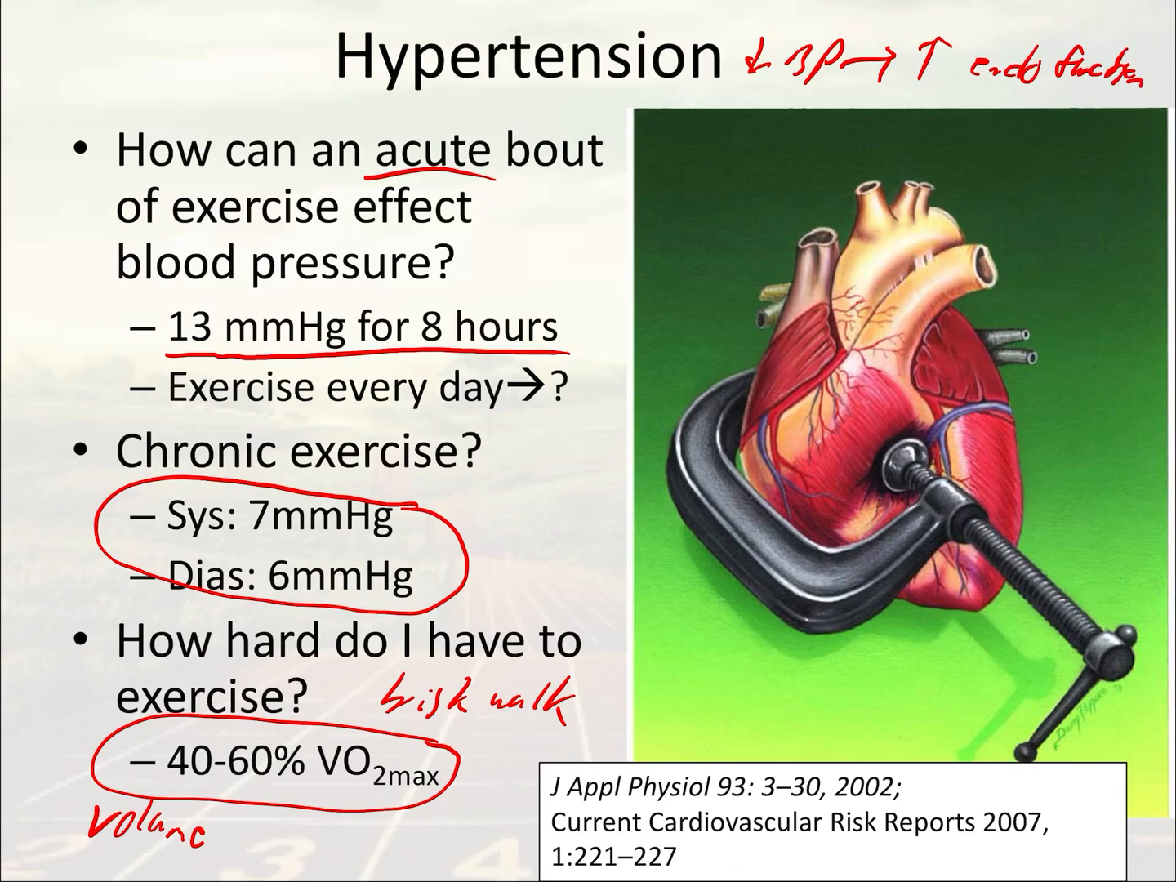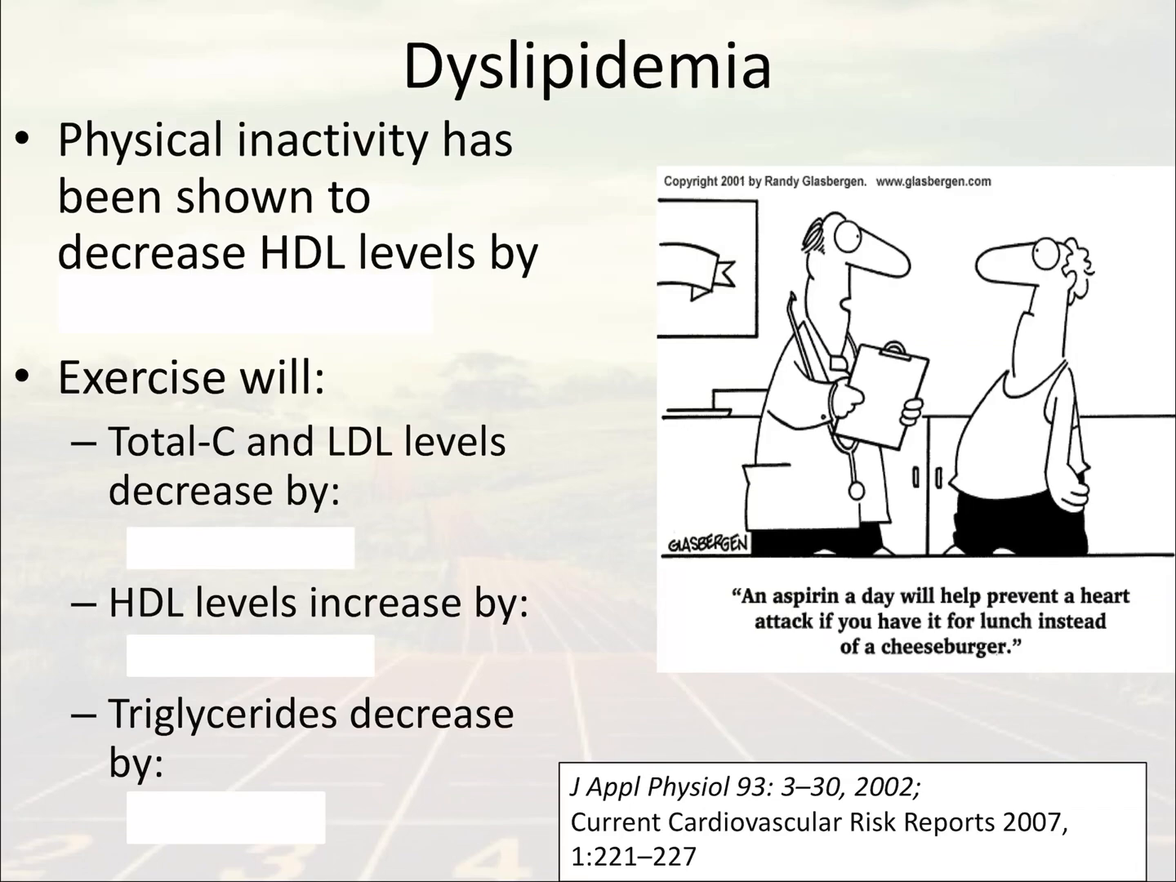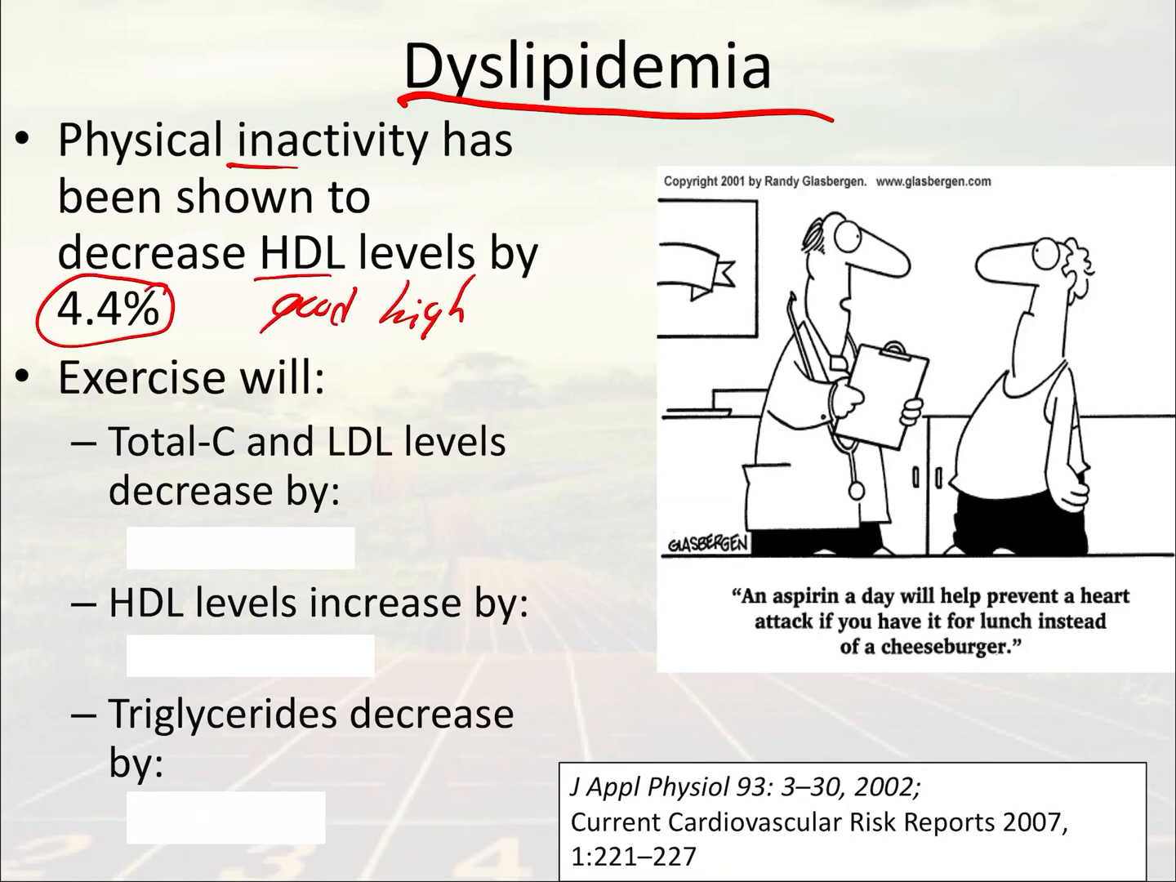And that's going to start us at the very beginning, so that should definitely be part of your concept map. What about dyslipidemia? This is blood cholesterol levels, right? So physical inactivity has shown to decrease HDL levels by about 4%. HDL is the good one, the one we want to be high, right? Exercise will change your total cholesterol and your LDL levels, both bad ones. We can see those decrease by about 10 to 15%.